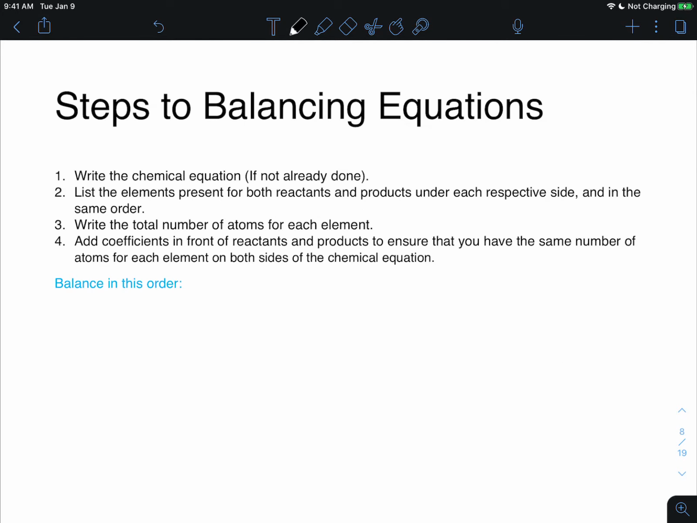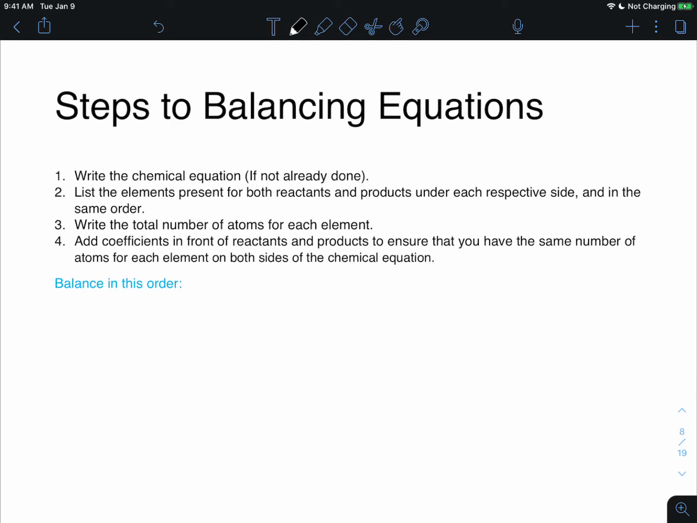Let's look at the steps for balancing equations. The very first thing you're going to want to do is write the chemical equation if it has not already been done for you. A lot of times you'll be given a word problem instead of an actual chemical equation, so you need to convert that word problem into the chemical equation using the names to go to chemical symbols. And then after that, you're going to, underneath your chemical equation, list the elements present on both sides of your reactant and product under the respective sides, making sure they stay in the same order on both sides. Then you're going to total out how many atoms of each you have on your reactant side, then your product side, and you'll write those totals underneath the respective sides.